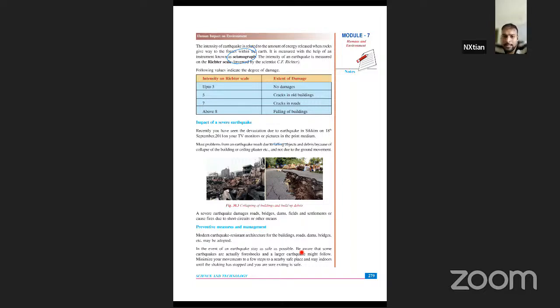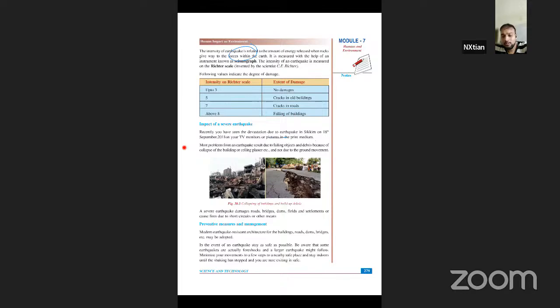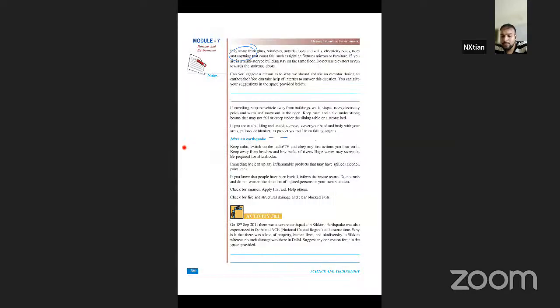You should stay away from electric poles. You should stay away from buildings, because they can fall. There's no guarantee that they won't fall. Understood, guys? Yes or no? Okay.